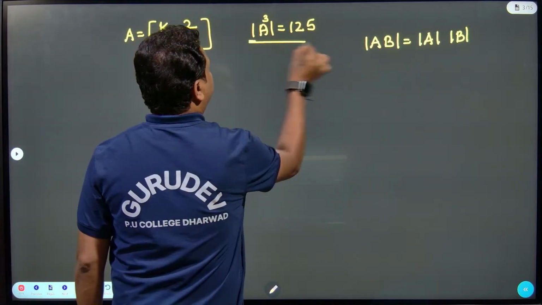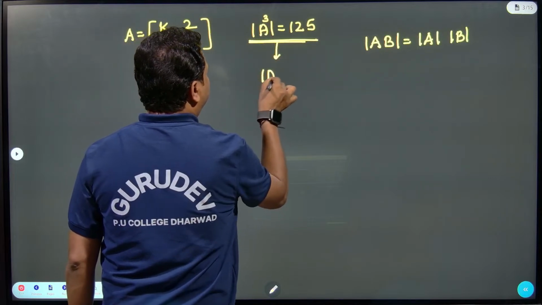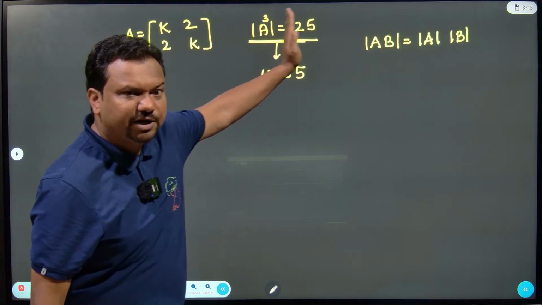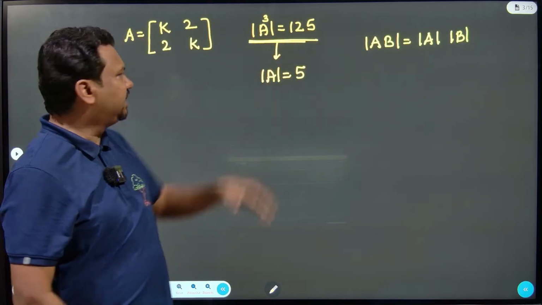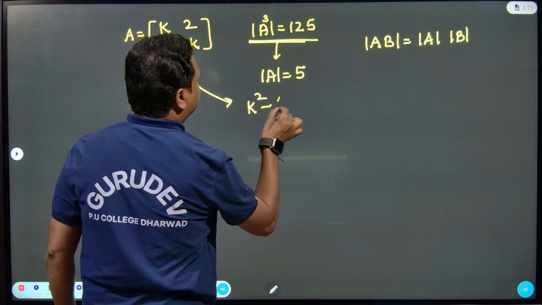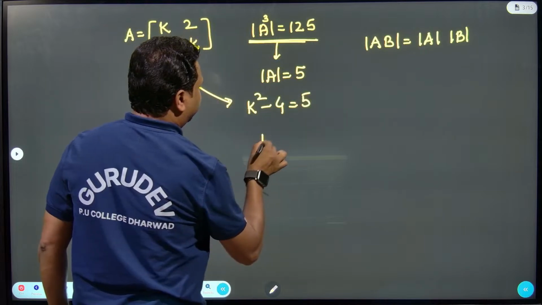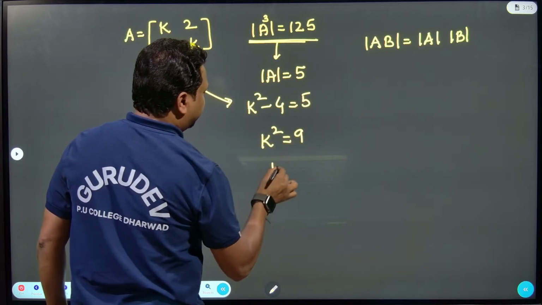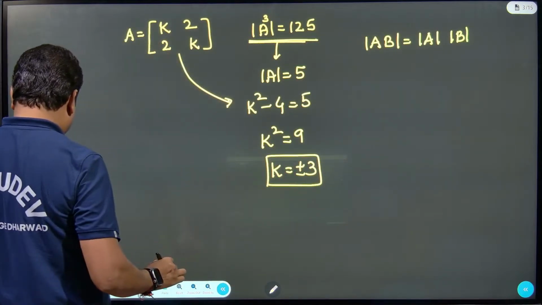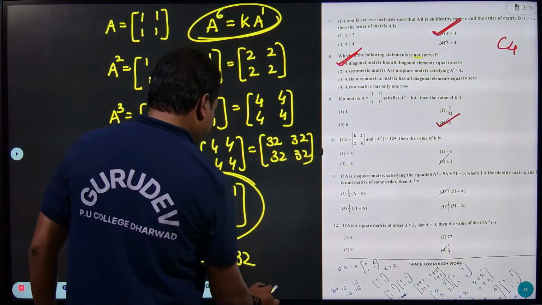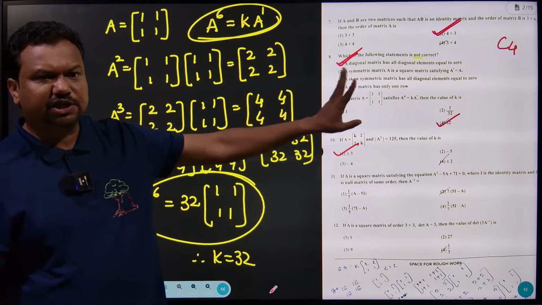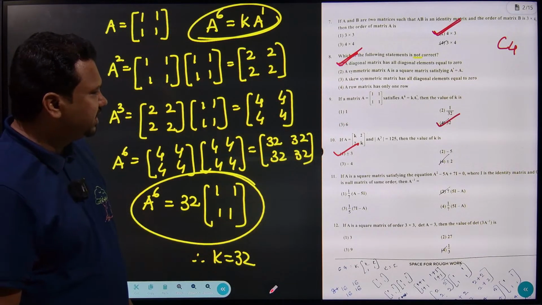In that particular case, if I simplify this, determinant of A will become 5, because we can write it in the form of determinant of A into determinant of A into determinant of A. That will become 5 cube, isn't it? Now what is determinant A from this relation? Is it k square minus 4 is equal to 5? Therefore k square is equal to 9. Therefore k is equal to plus or minus 3 is the right answer. So here I will go with plus or minus 3. Option A is the right answer in the version code C4. C4 is the version code, plus or minus 3 is the right answer.